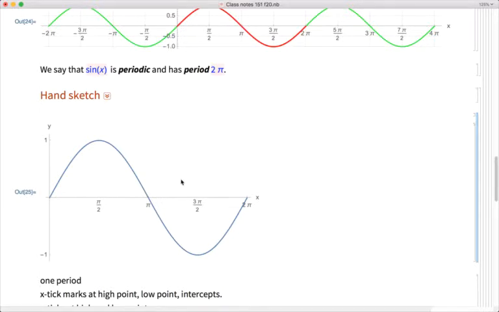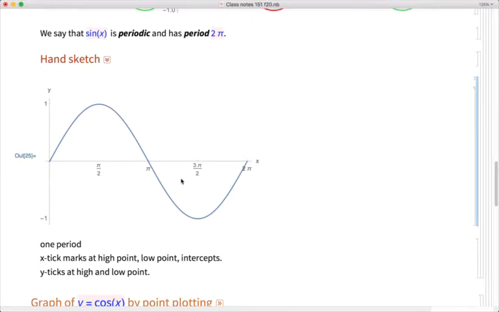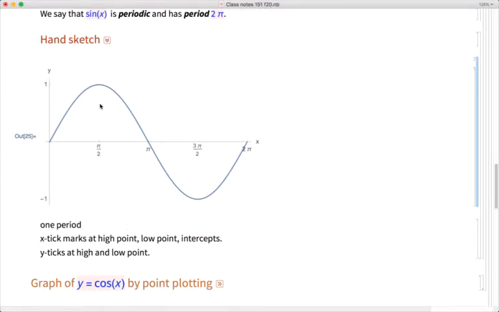And what I'd like to see are the minimum number of tick marks. On the x-axis, we're going to put tick marks at the peak and at the trough of this curve, and at the intercepts. So pi over 2, that's where sine is 1, the highest point; pi, that's where sine is 0; 3 pi over 2, that's where the sine is -1, the lowest point; and here at 2 pi, we're back to 0. On the y-axis, I just want to see the tick marks for the lowest y-coordinate being -1, and the highest y-coordinate being +1. All right, so that's a perfectly good hand sketch.